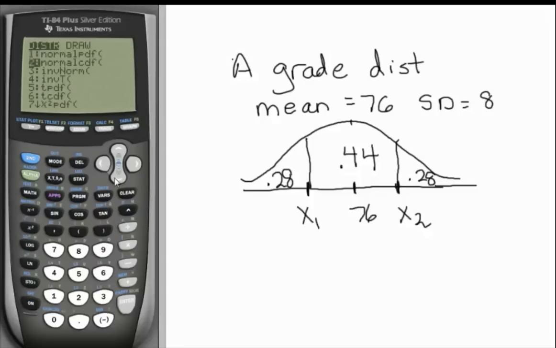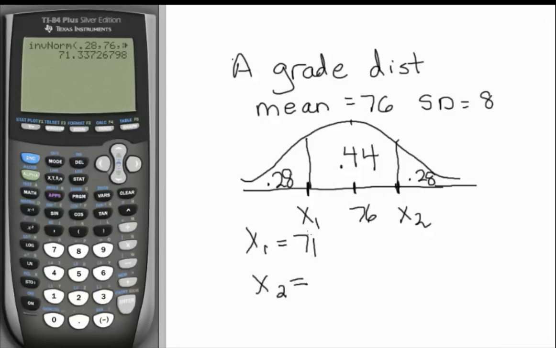All right, inverse norm. We want the area to the left of x1 to be 0.28. Our mean is 76. Our standard deviation is 8. And we find that x1 is about 71. Okay, so x1 equals 71.